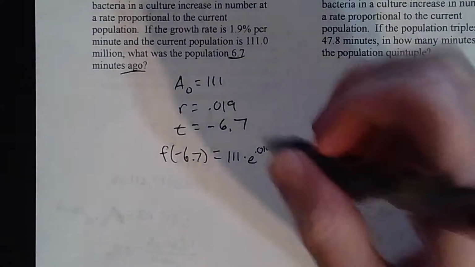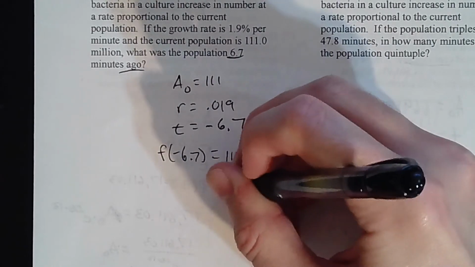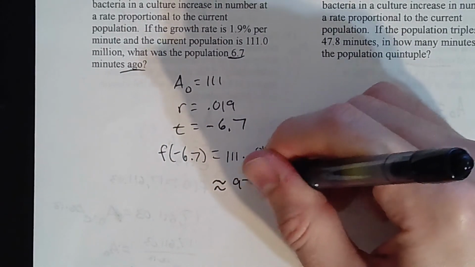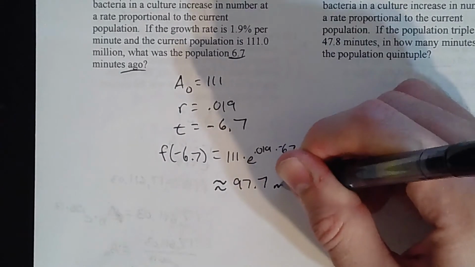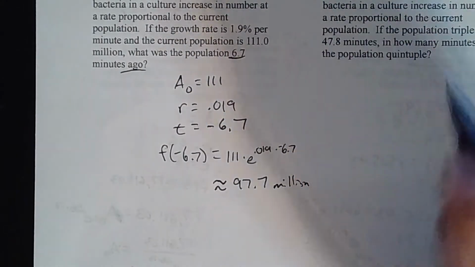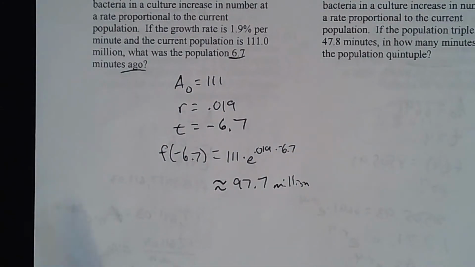And if you do it correctly, it is approximately 97.7 million. All right, easy enough.